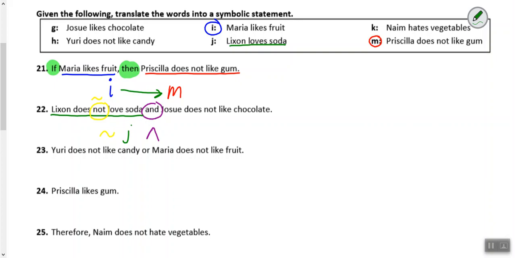We have our and then Jose does not like chocolate. So let's see. This tells me Jose likes chocolate. So again, we have another not. So we would do squiggly line for the not, and then G, talking about Jose likes chocolate.